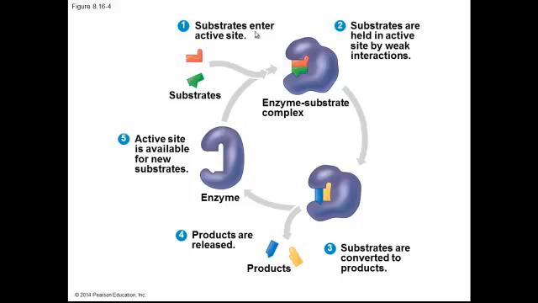First of all, the substrate enters the active site. In this case, there's two substrates. That's common. The substrates are held in the active site by weak interactions such as hydrogen bonding. The substrates are converted to the products, and the products are released. Then notice that the enzyme goes back to its original structure in order to facilitate the same reaction again.